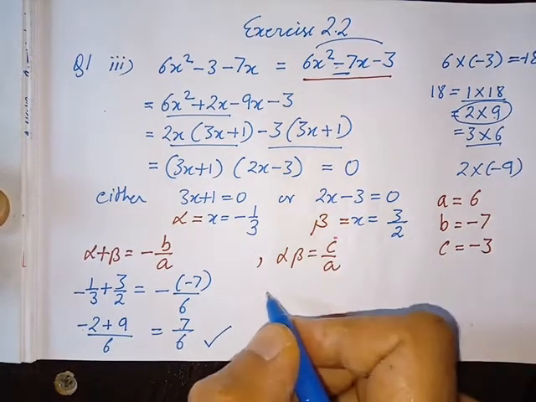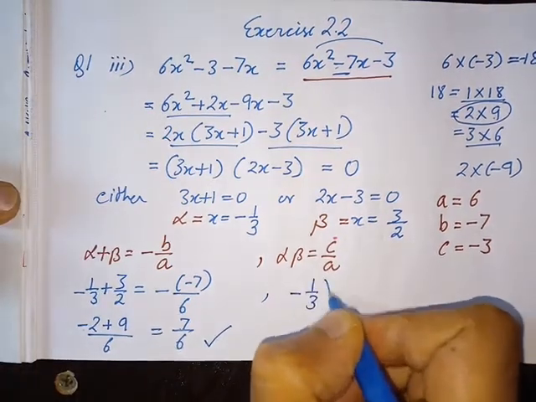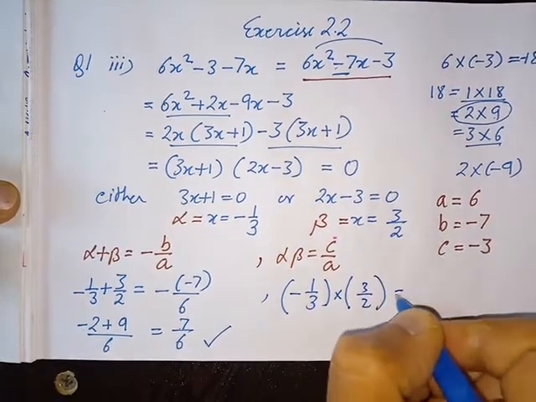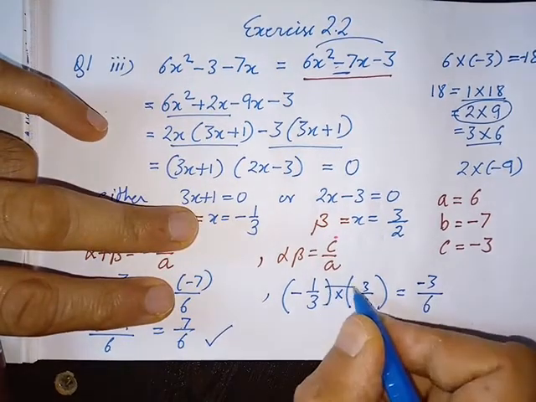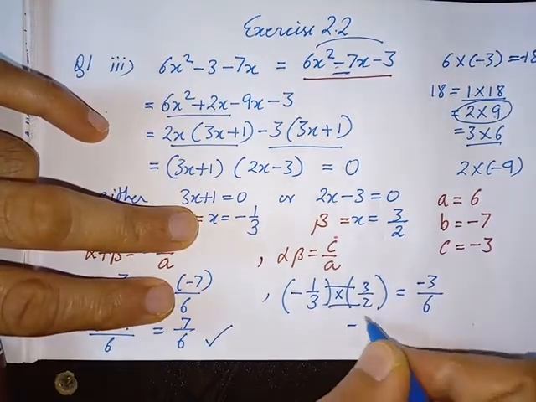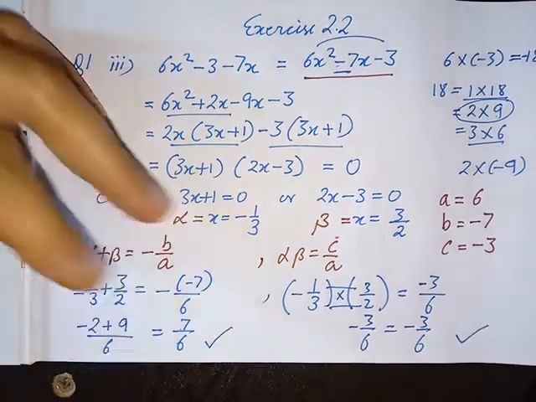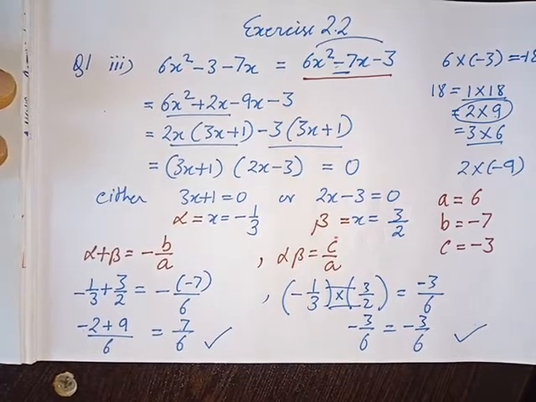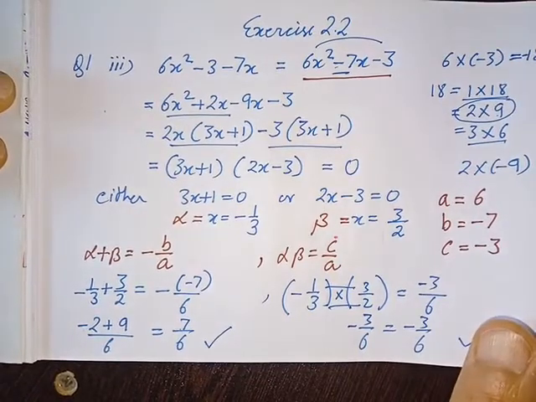Now let us verify the product of the roots. Alpha is minus 1 upon 3, whereas beta is 3 upon 2. Now c is minus 3 and a is 6. Now let us multiply these two. So the product of the roots, that is alpha into beta, is equal to c upon a, which is also verified. So this was the third part of question number 1.